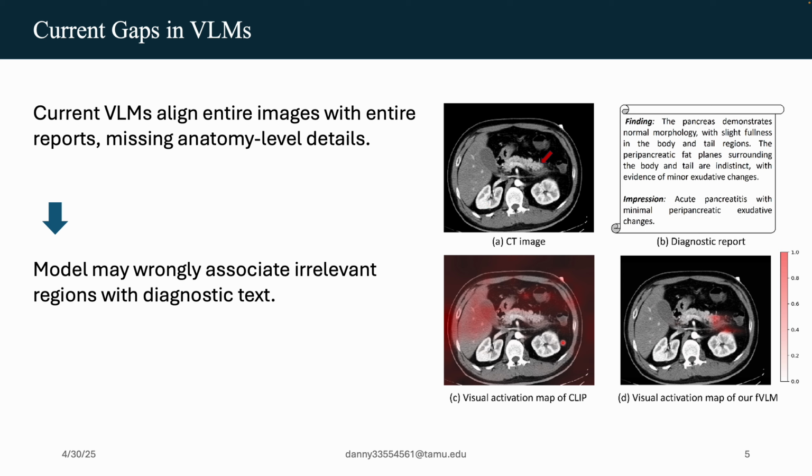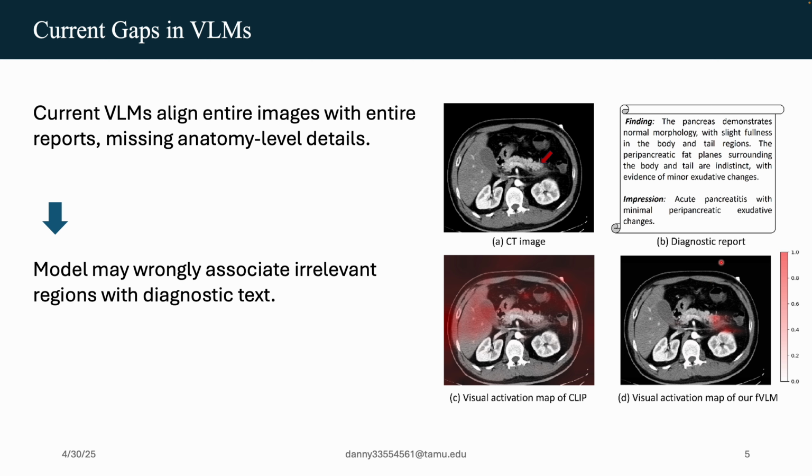So for example, here is the attention map for a previous model called CLIP. As you can see, the model highlighted a very large region in the image. However, most of these parts are not relevant to the disease indicated in the report. On the other hand, you can see that their proposed new method only highlights this part, which is indicated in this report.